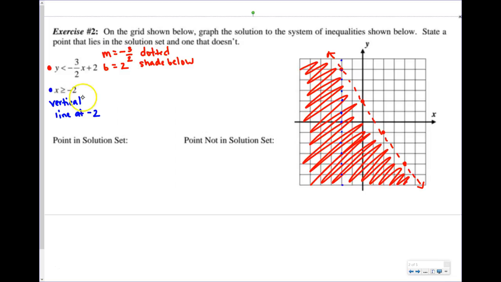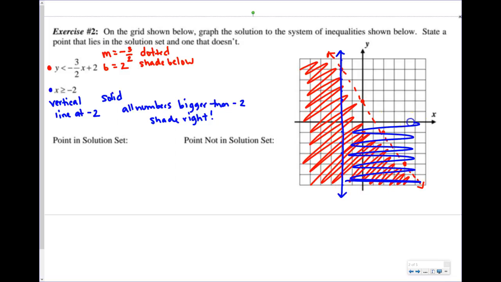All of these points have an x at -2. And now I say, okay, is this going to be solid or dotted? This will be a solid line because it has the equals to. So I'm going to connect it with a solid line here. And am I going to shade above or below? Now with a vertical line, you're really shading to the right or to the left. Well, if this is a greater than, I want all the numbers bigger than -2, which means I have to shade to the right of this line. Okay, because these are all of the numbers greater than -2.